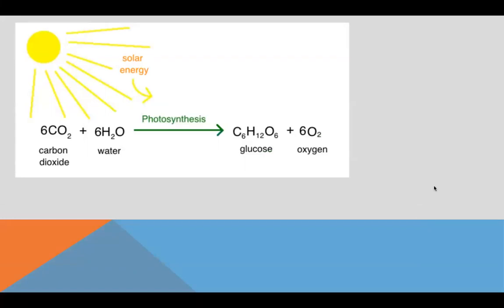So you can see the equation. We have 6 molecules of carbon dioxide and 6 molecules of water coming together to make 1 glucose molecule and 6 oxygen molecules. Their formulas are there, and you can see that it's solar energy, light, that is driving the process.